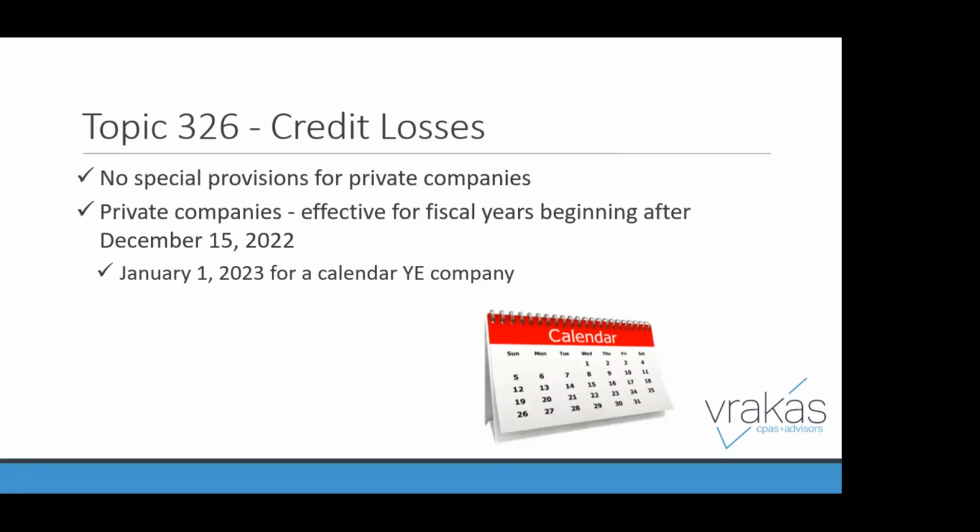There are no special provisions for private companies. And what I mean by that is occasionally the FASB will issue private company guidance that intends to make accounting guidance a little bit easier for private companies. They have not done that yet related to credit losses. So as it stands right now, a private company would be adopting the standard just as a public company would.